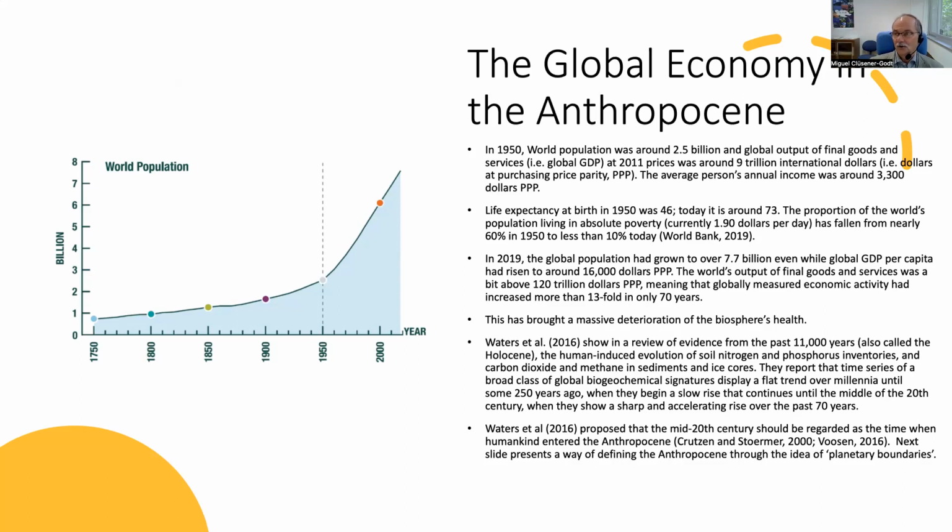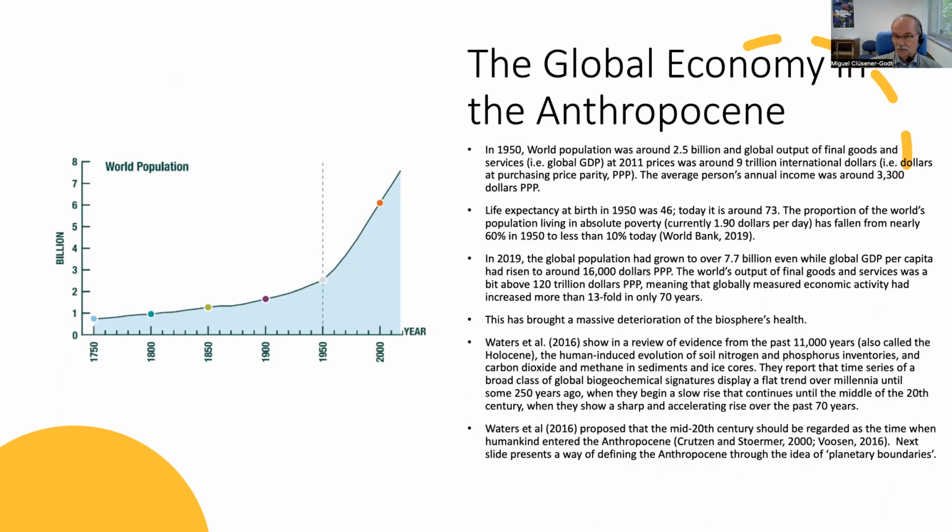But this is not just dollar money. This is purchasing price parity, what you get for a dollar. Because you cannot compare a dollar of 50 years ago to a dollar now. There was inflation, there was all sorts of things. But what can you buy with a dollar or yen or euro? So this is purchasing price parity. So this was around $3,300 PPP.